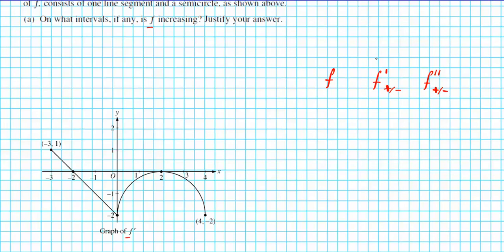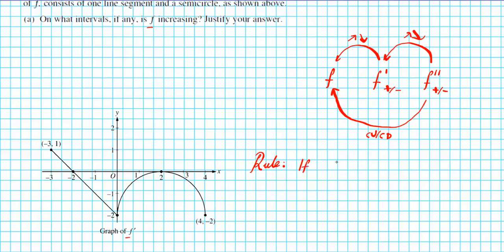So the sign of f prime determines if f is increasing or decreasing. The sign of f double prime determines if f prime is increasing or decreasing. And then the sign of f double prime determines if f is concave up or concave down. So that's basically how the signs determine the behavior, or how the behavior impacts the sign. In this problem, we are connecting f with f prime. So using this heart of calculus graphic, this is the rule that you need to remember.